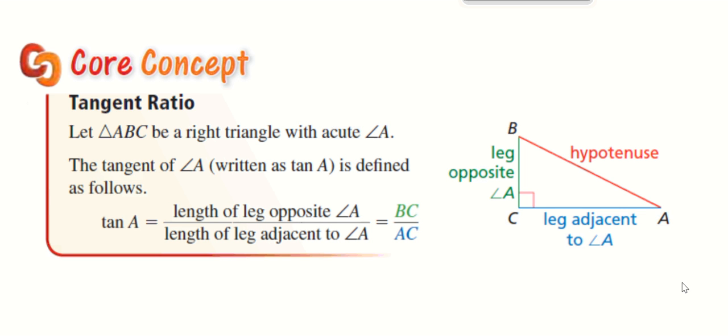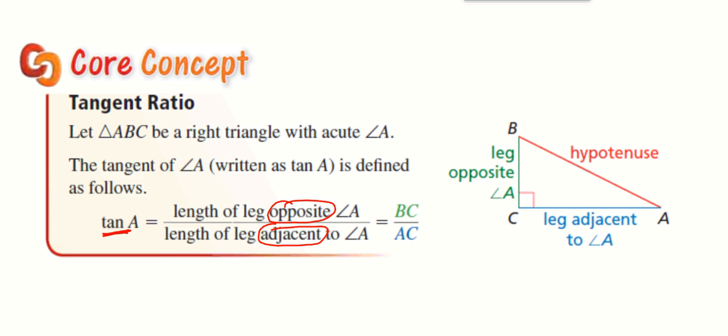All right, mathletes, here we are talking about tangent ratios. So the big thing we want to remember with tangent ratios is that the tangent of some angle is going to be its opposite side over its adjacent side of that angle.